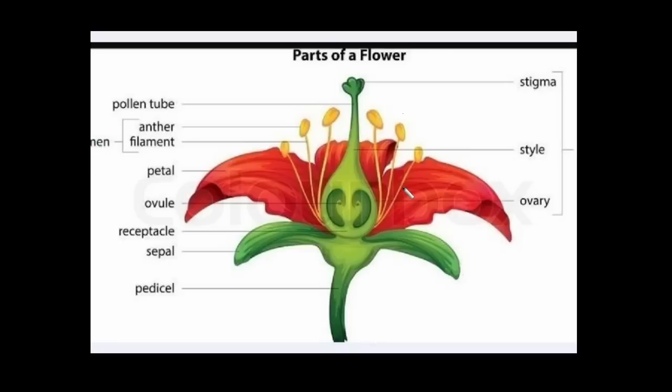And then the agent of pollination for this particular plant is insect. It is an insect pollinated flower. Examples of the pollinators, we have bee, we have butterfly. So those are the examples.